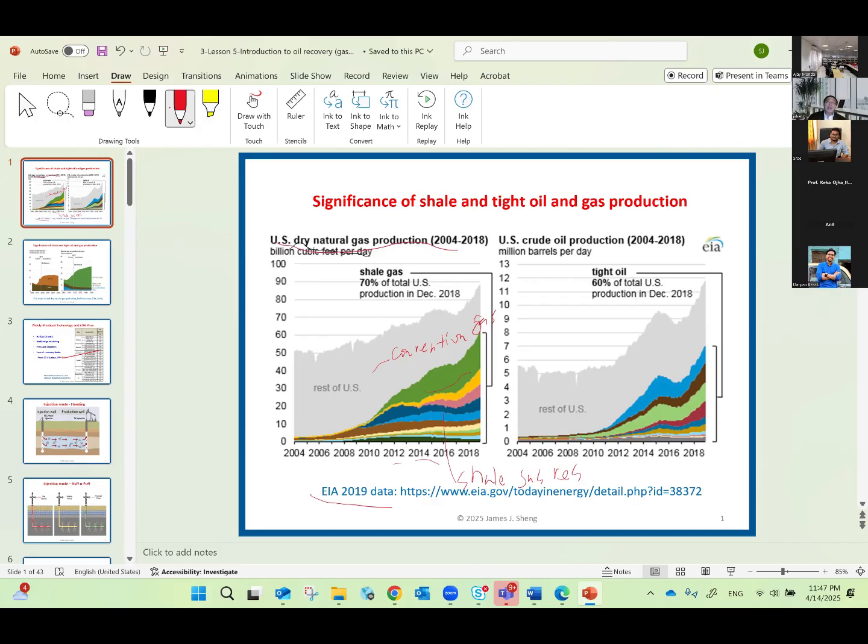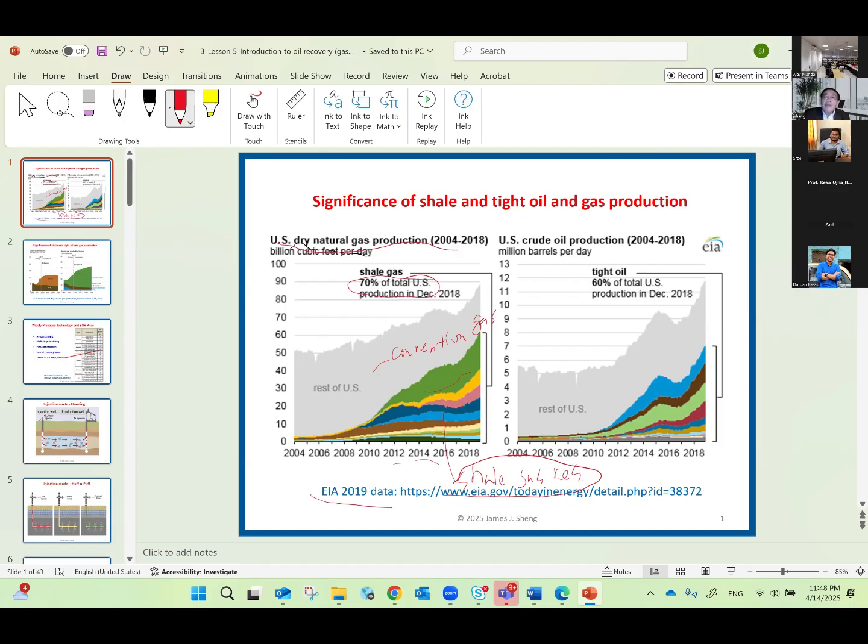So what can you say? Now we can see more and more gas production from shale reservoirs. By 2018, 70% of the gas was produced from shale reservoirs. So that is the history.